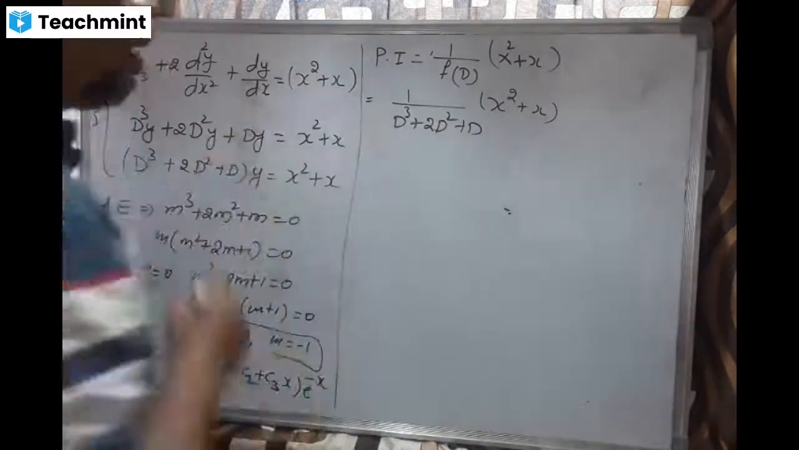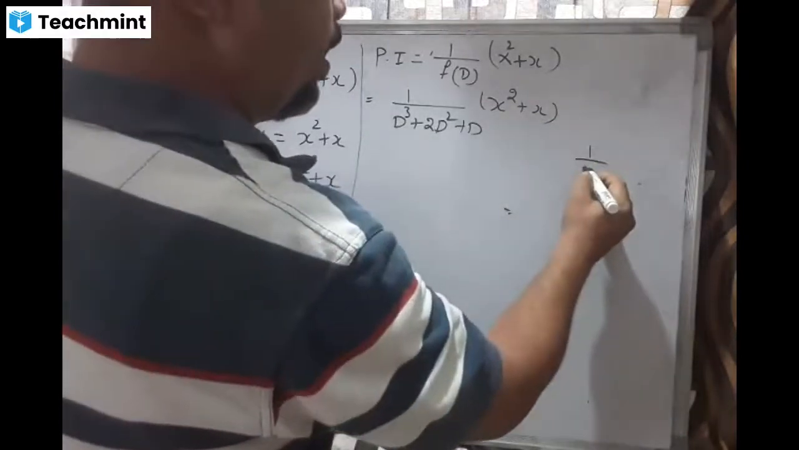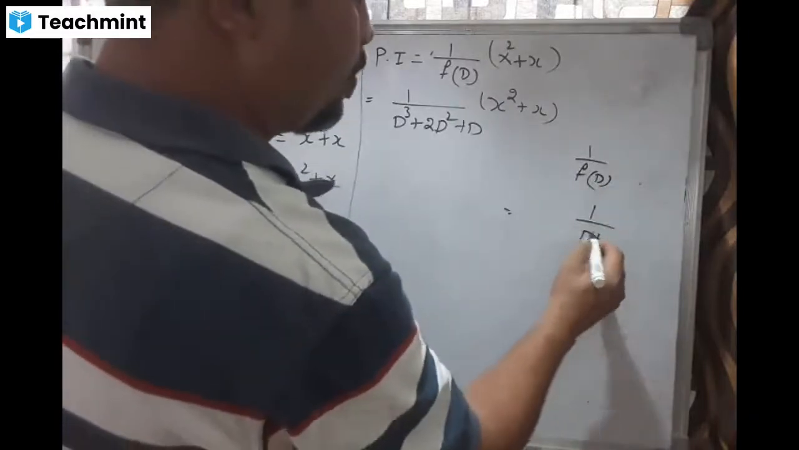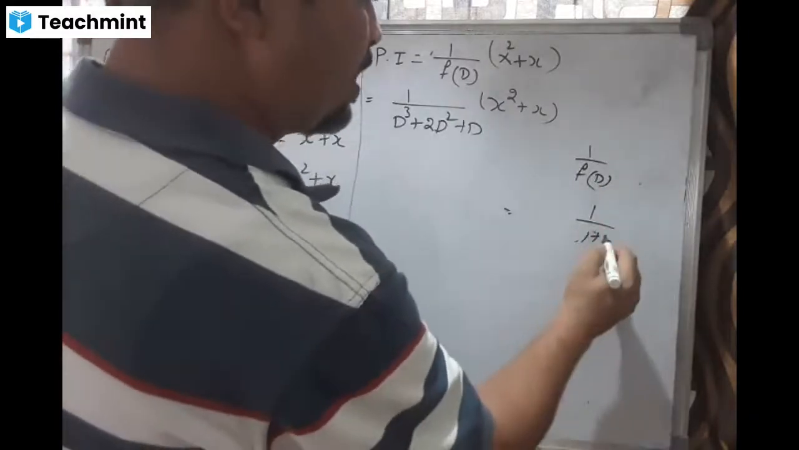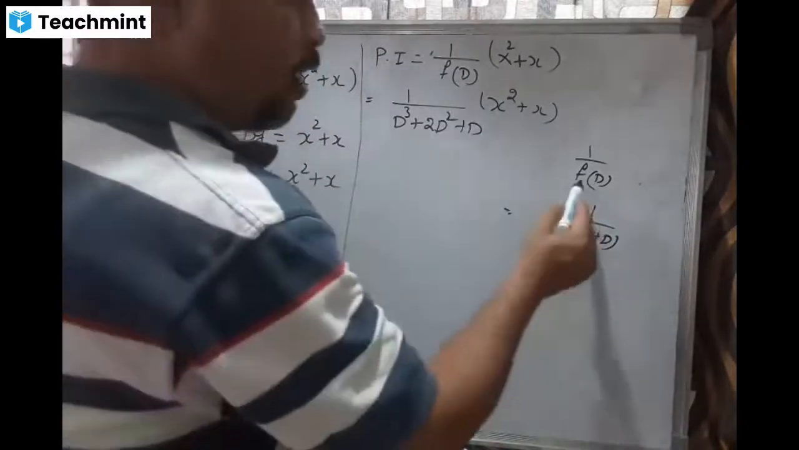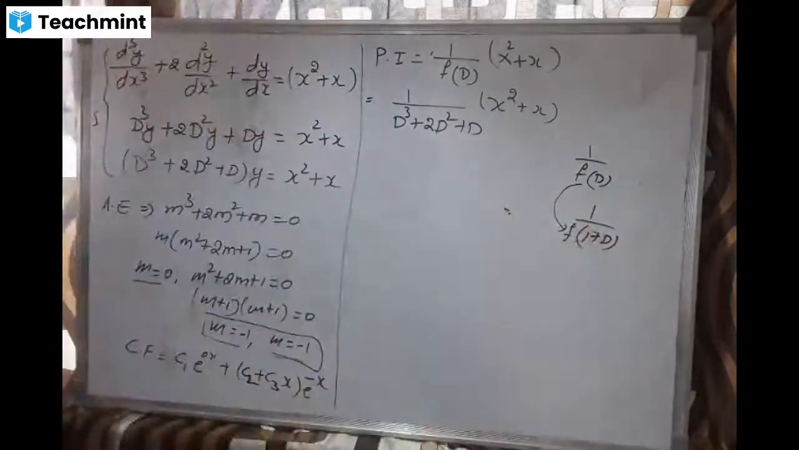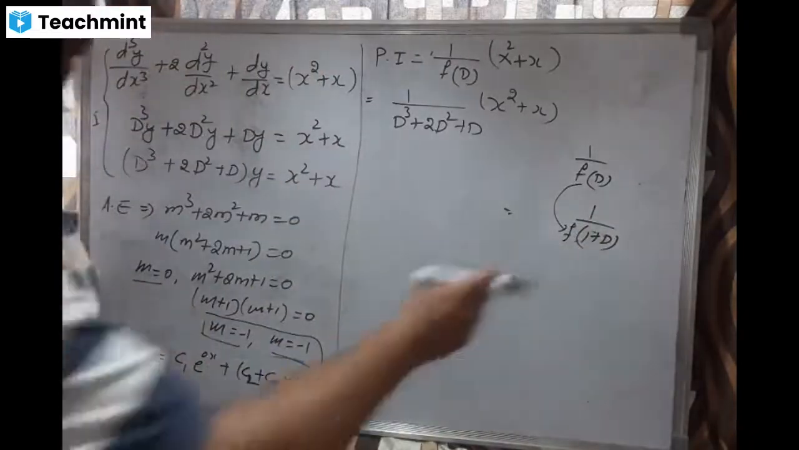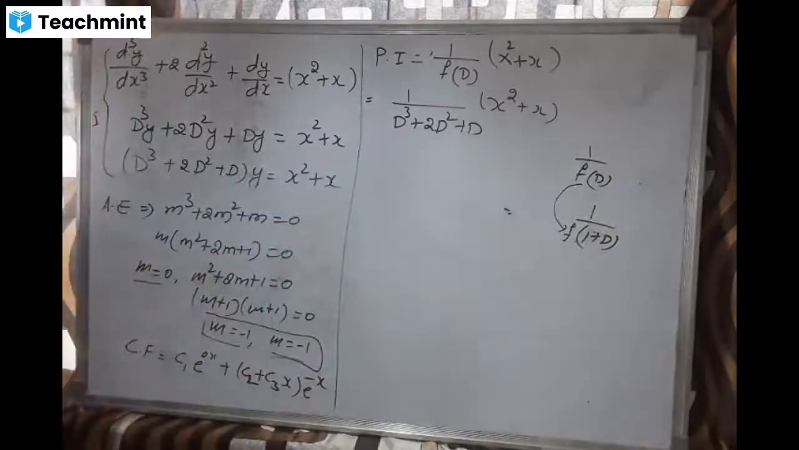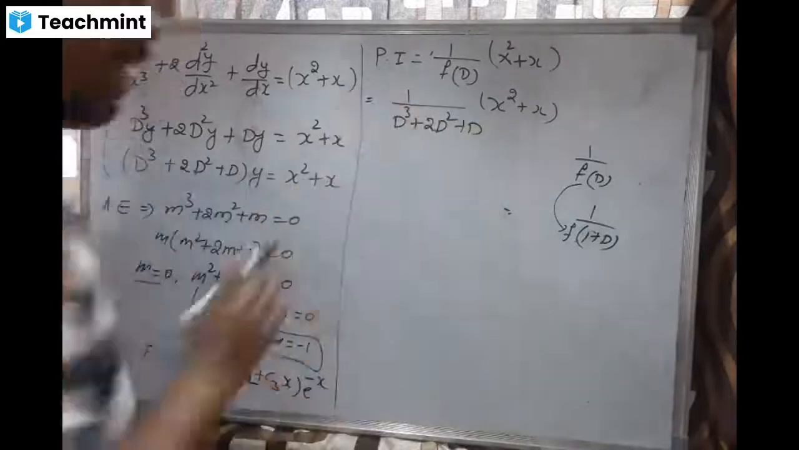Whenever an algebraic term is there, 1 divided by f of d should be written in the form of 1 plus a d. I should bring this f of d in this form, that is, function of 1 plus d. 1 should be there and the remaining d should be on one side. So before that, I can take a d common and then write it.